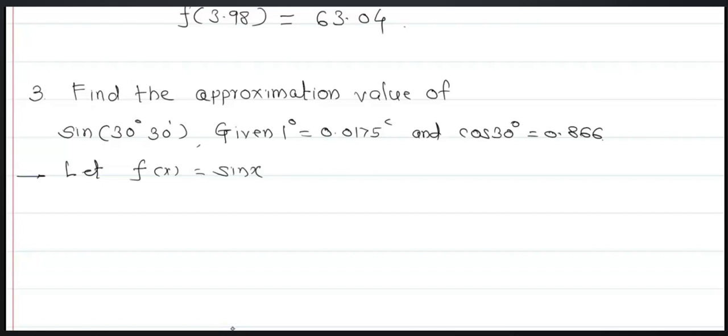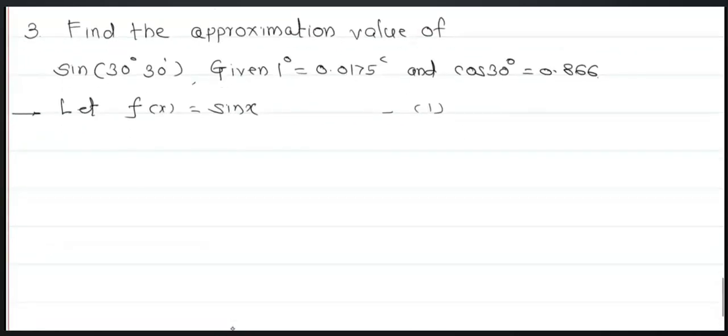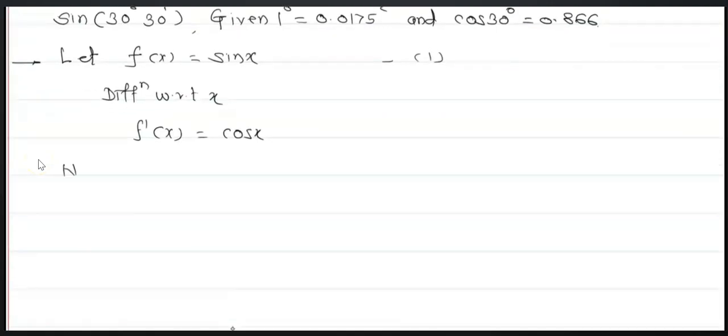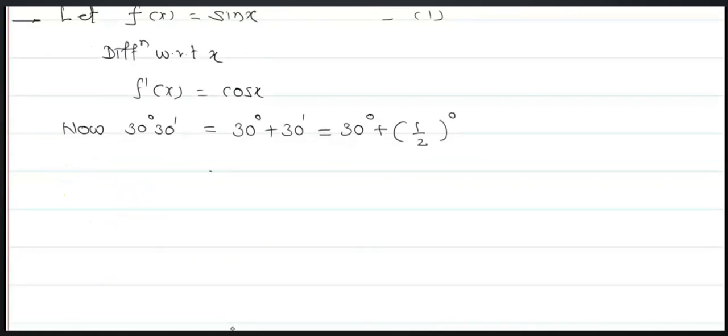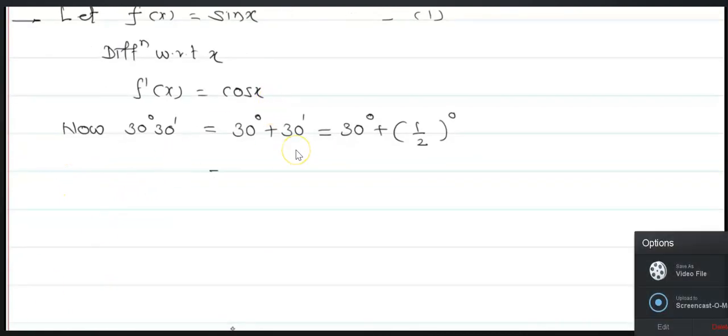The function is a sine function. f of x is equal to sine x. Now its derivative: f dash of x is equal to cos x. Therefore, now we will express this. We want to find the value of sine of 30 degree and 30 minutes, and it can be expressed as 30 degree plus 30 minutes.